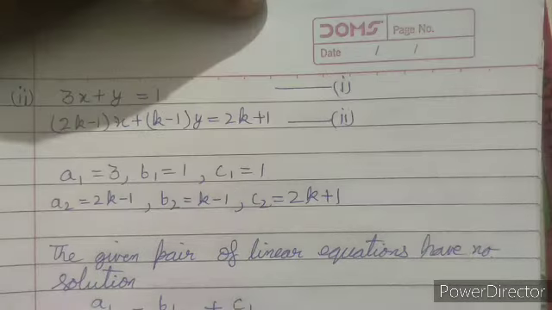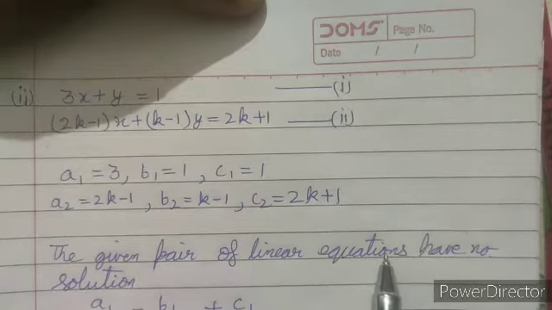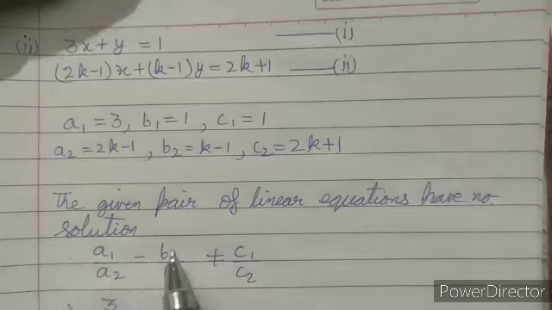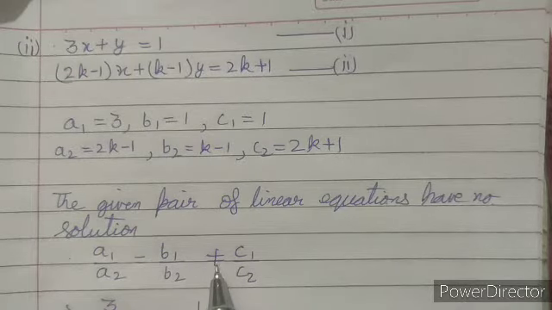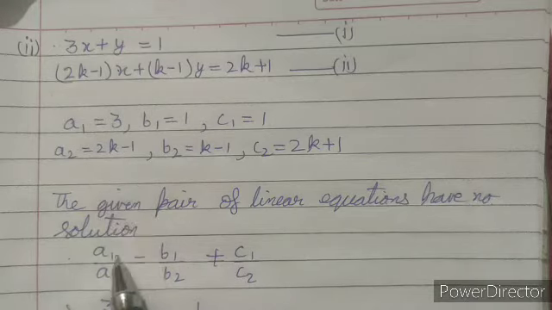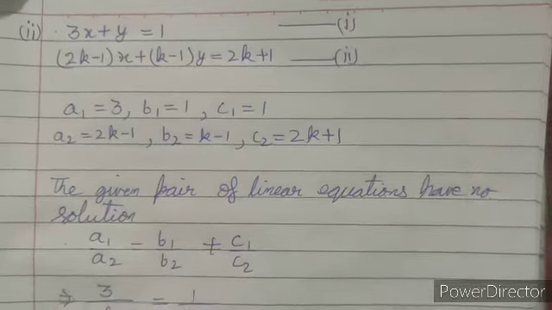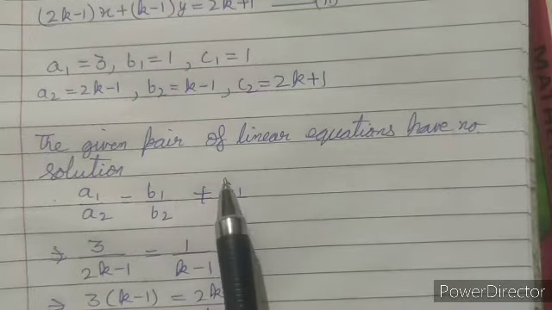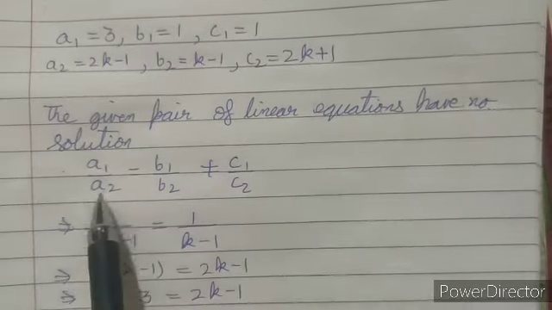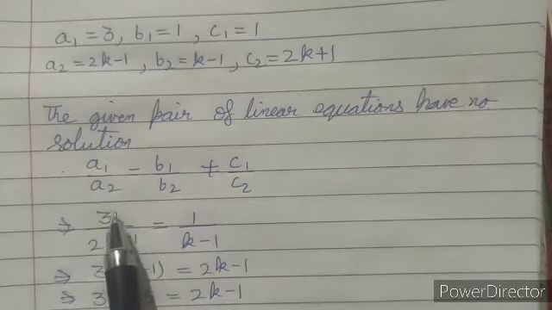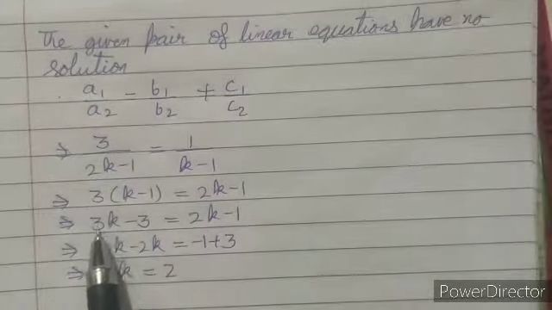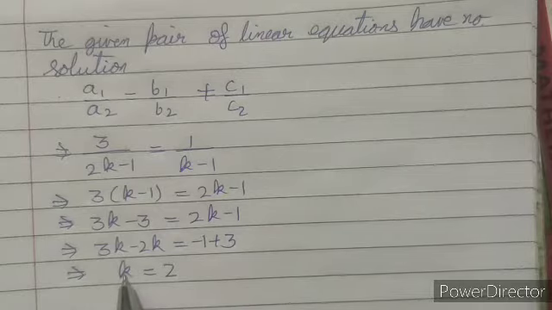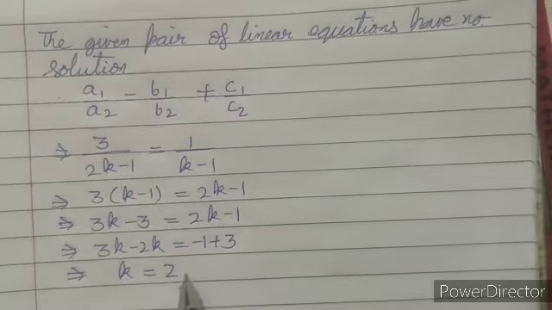As the given pair of linear equations have no solution, so we can say that a1 upon a2 will be equal to b1 upon b2, and that will not be equal to c1 upon c2. Now a1 upon a2 means 3 upon 2k minus 1, and b1 upon b2 will be equal to 1 upon k minus 1. Now we are taking first two only. Now on cross multiplication we will get 3k minus 3 equal to 2k minus 1, and that will give us k equal to 2, and this is our answer.